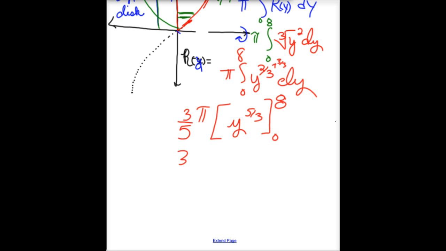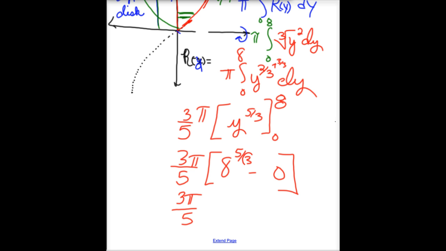This would become 3/5 of pi times 8 to the 5/3 minus 0 to the 5/3. 8 to the 5/3, you might think, I can't do that in my head. Sure you can. Bottoms out, this is a cubed root of 8, which is 2 to the 5th power. 2 to the 5th power is 32. So when I'm all done, it looks like I got 96 pi-fifths. Fun, huh? I'd actually choose to math 9 it right here if I had my druthers.